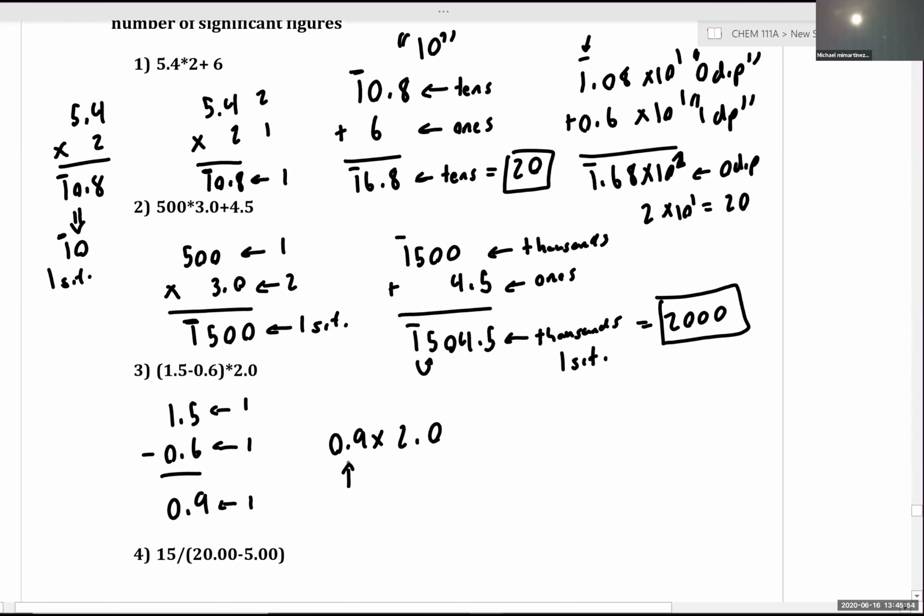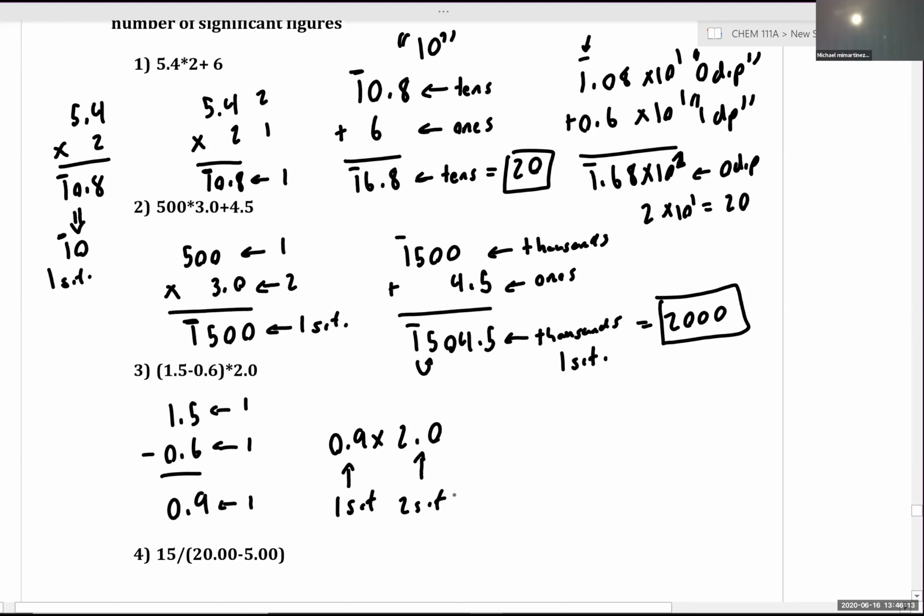Now, just as a question for everyone, remember how I discussed losing sig figs during subtraction? How many sig figs does 0.9 actually have to its name? How many sig figs does it have? 1.